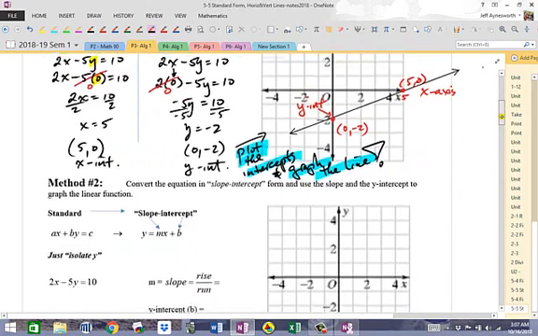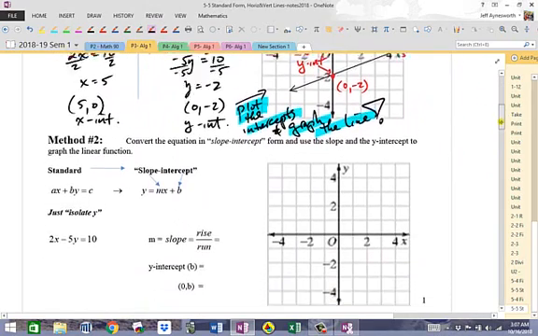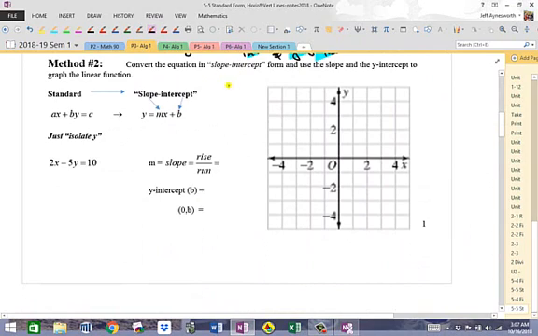The other method is called the slope-intercept method. We convert the equation to slope-intercept form. Let's highlight that. Slope-intercept form, that is y equals m times x plus b, which you're familiar with, and use the slope and the y-intercept to graph the linear function. So we're going to transform from standard to slope-intercept because graphing from there is a piece of cake. And all you do is isolate y. That's the key. That's the key idea.